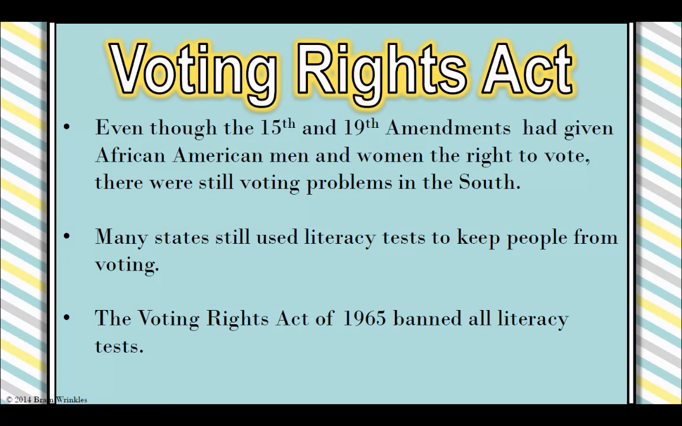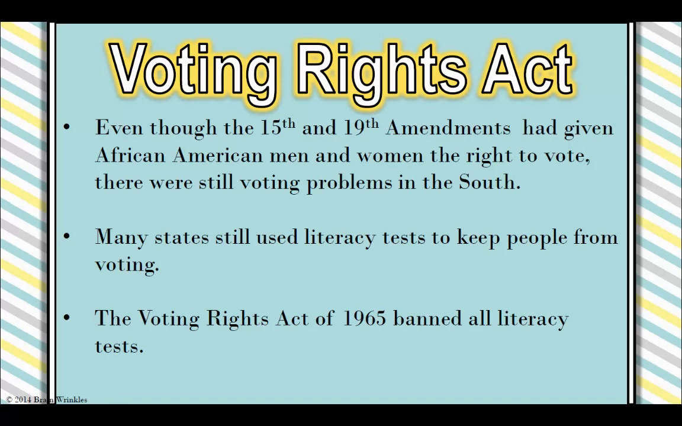Okay, so now we've got the Voting Rights Act. Even though the 15th and 19th Amendments had given African American men and women the right to vote, there were still voting problems in the South. Many states still used literacy tests to keep people from voting. Basically what that means is, literacy is how well you can read. If you can pass this test, then you can get the right to vote. But if you can't pass this literacy test, then you have no right to vote.